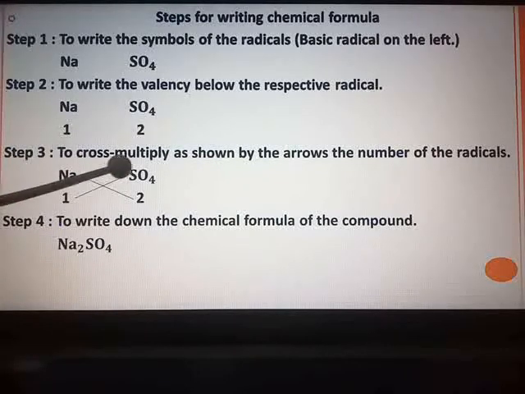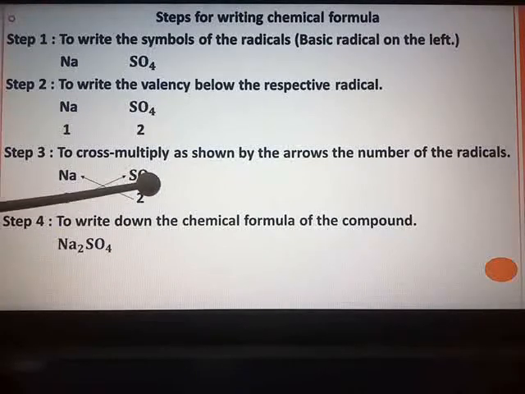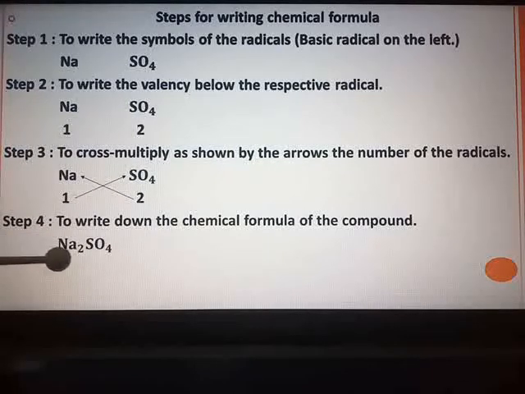Step number 3, cross multiply, shown by the arrows, the number of radicals. So you have to just cross multiply. So Na multiply by 2, so Na2, and SO4 multiply by 1, that is SO4. So this is the chemical formula of sodium sulfate.